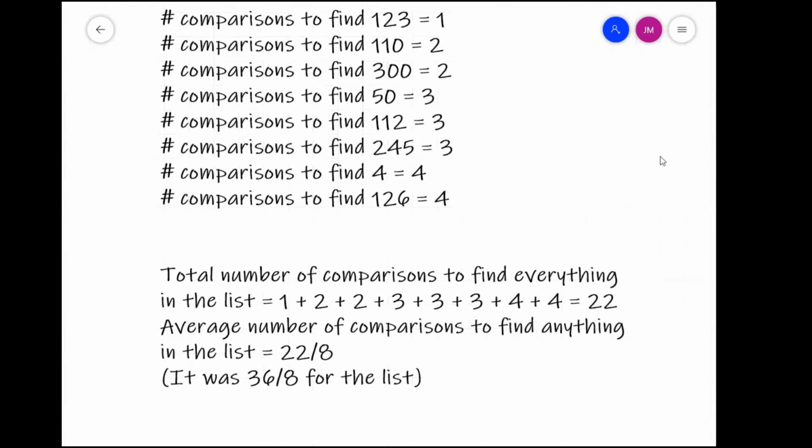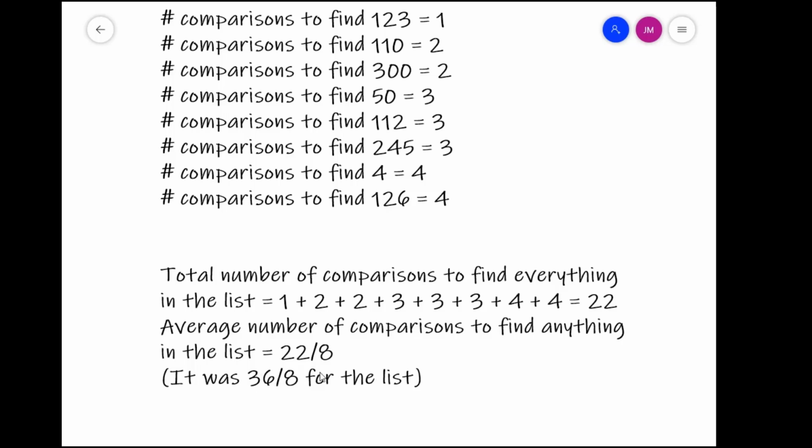I add this, and I find that the total number of comparisons to find everything in my list is 22. It was 36 for the list. It's 22 now, which means that the average number is 22 divided by 8. 22 divided by 8 is 3 1/8. So for our tree, the average number of comparisons is 22 divided by 8, and for the list it was 36 divided by 8. And you can see that there is quite a big difference just for 8 integers.